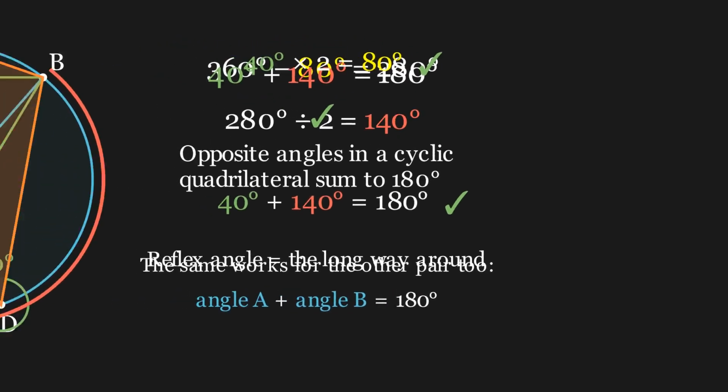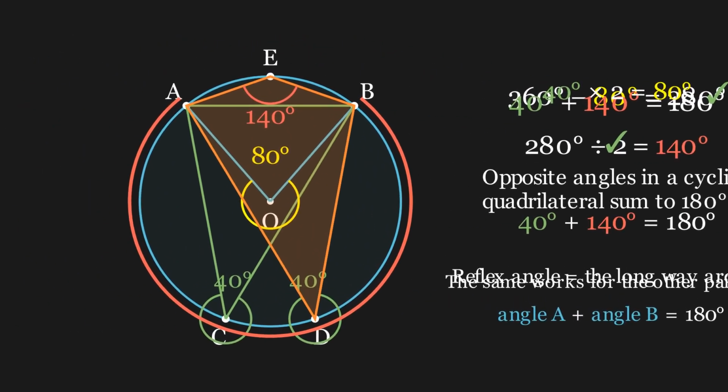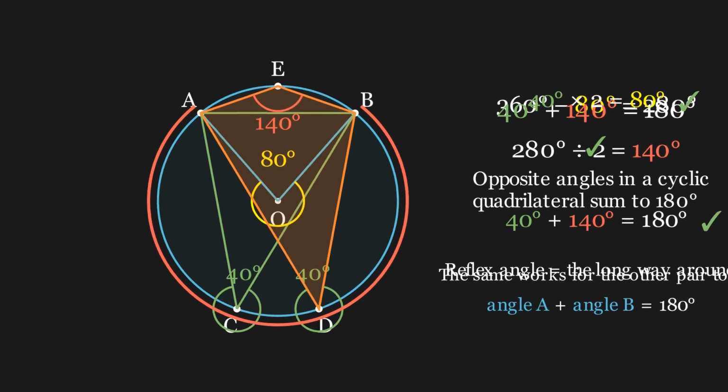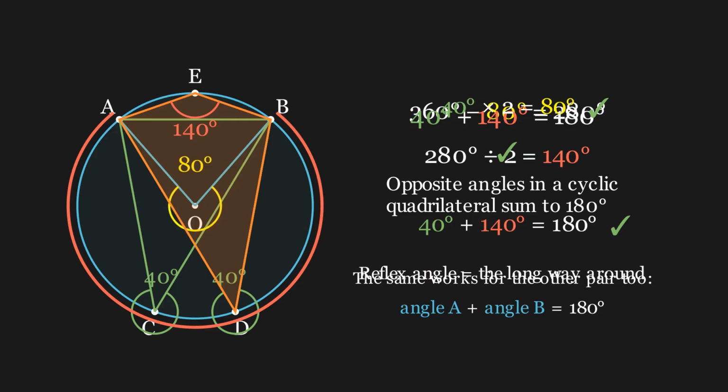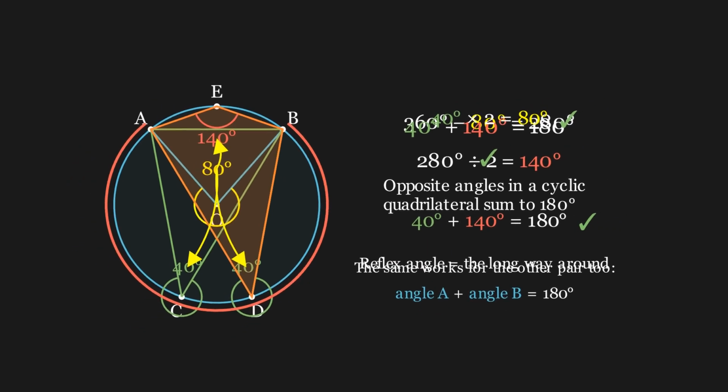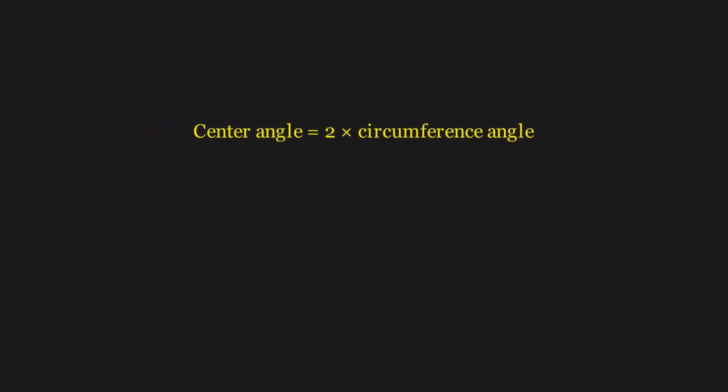So here's the one idea to remember. Every circle theorem we covered today is really the same relationship in disguise. The angle at the center is always twice the angle at the circumference on the same arc, and that single fact is what makes semicircles give right angles, and cyclic quadrilaterals add to 180.